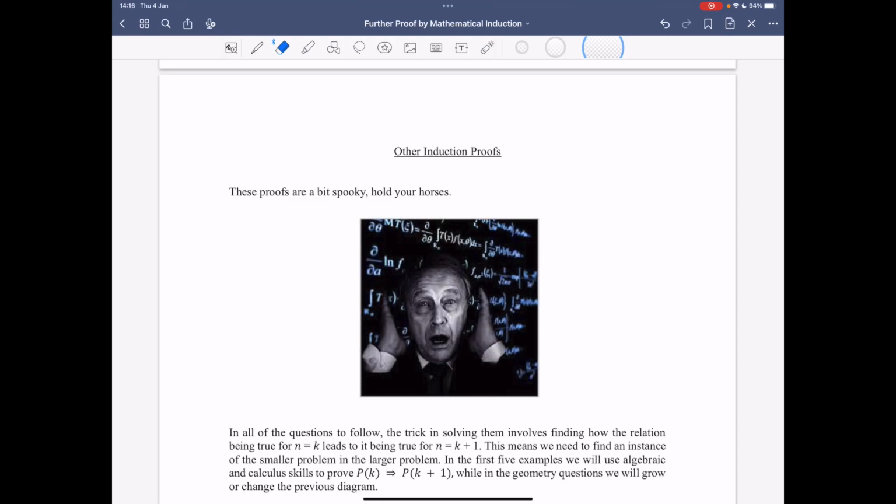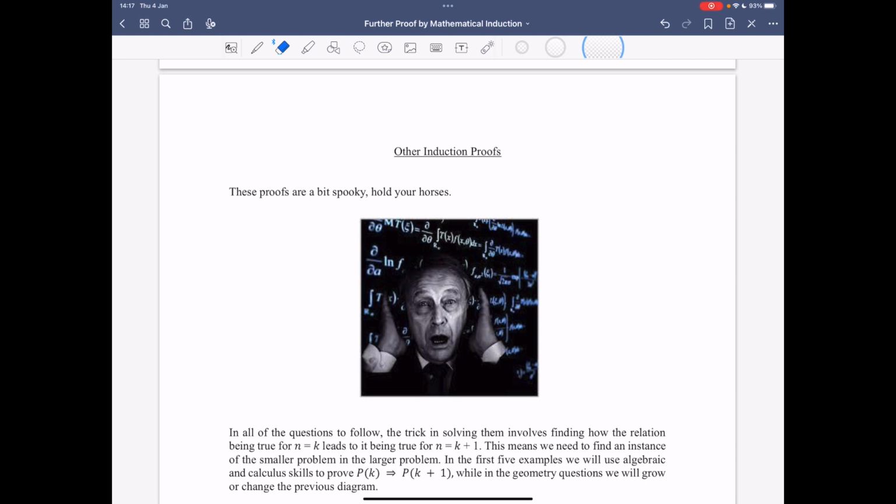Alright, so today we're going to have a look at other induction proofs. So far we've only looked at induction proofs that prove things are true for all positive integers or all even integers, and we've done it algebraically in a way that we've proven true for n equals 1, assumed true for n is k, and then proven true for n is k plus 1.